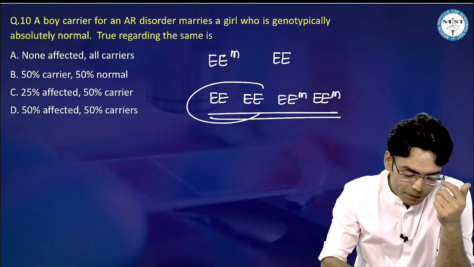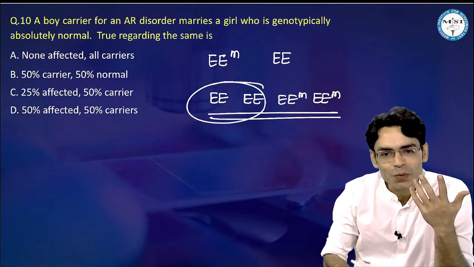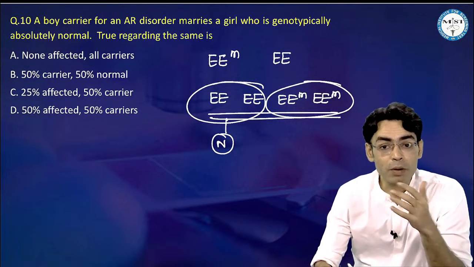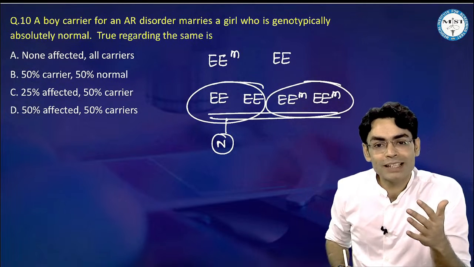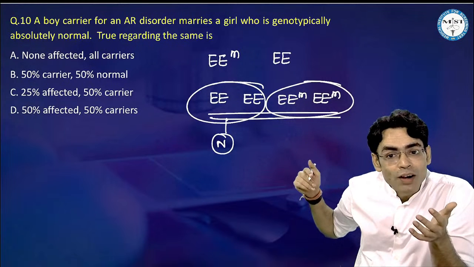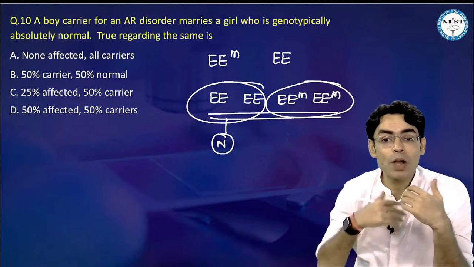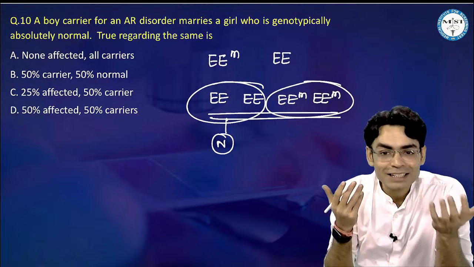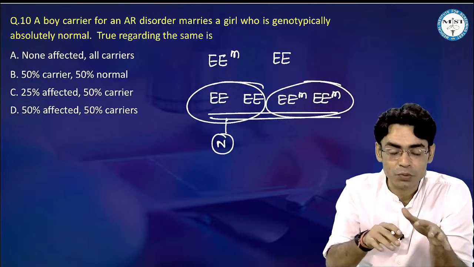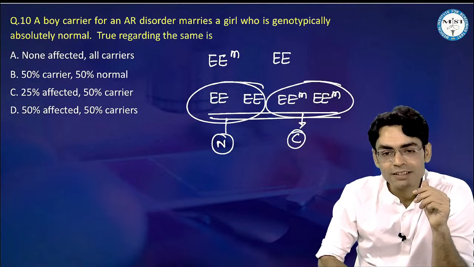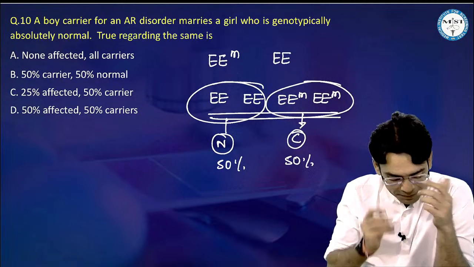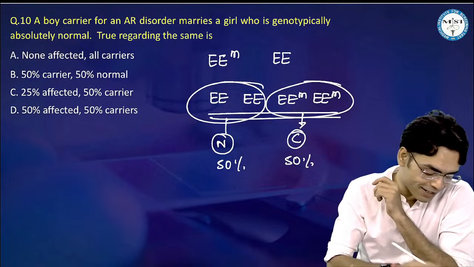Now tell me, what are these? Do they have mutation? No. So this is normal. And do these have the mutation? Yeah, they have it. But would they show it? No. It's a weak mutation, but the normal allele is strong, and whichever is strong, that allele is going to show itself. So will they show the disease? No. But do they contain the disease? Yes, they do. So they are called carriers. So what probability are we getting? 50% normal and 50% carriers. So the correct answer is B.